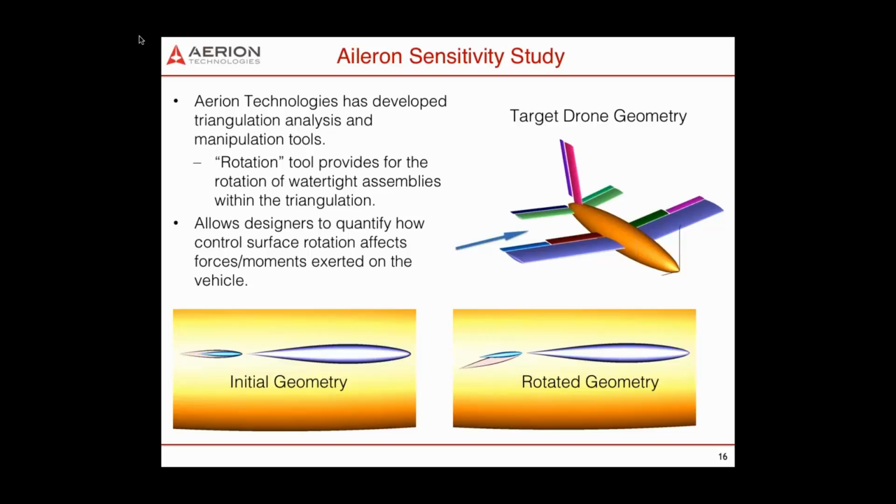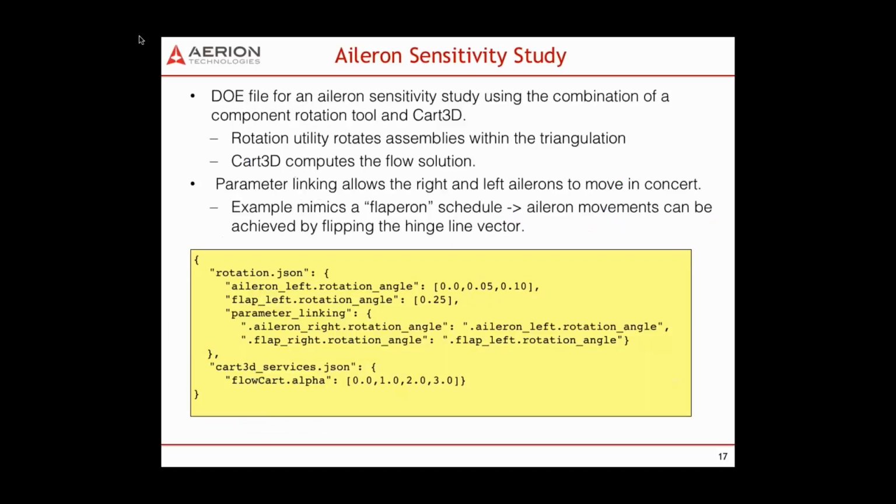So the initial geometry is shown there in the bottom left, and the rotated geometry is shown on the right. And we're going to rotate those geometries over a variety of conditions ultimately and compute FlowCart solutions at each one of those operating conditions and quantify the forces and moments for each one of those cases. So how does one do that?